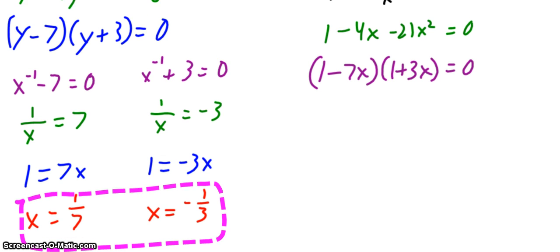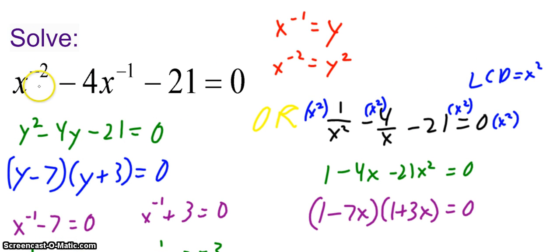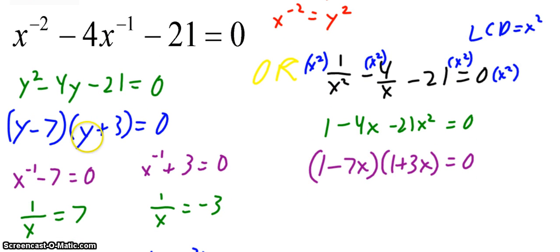So, what are the two main strategies? Well, one is you can do a substitution. That's what I'm showing you here. I said x to the negative first is y, so therefore x to the negative second would be y squared. Then I rewrote the equation: y squared minus 4y minus 21 equals 0. This is very easy to factor. It factors into y minus 7 times y plus 3.